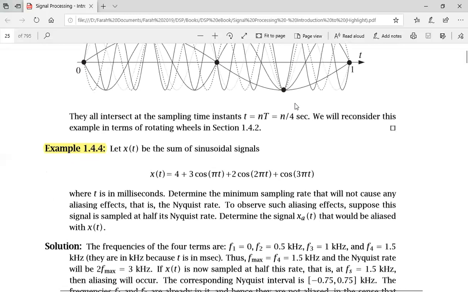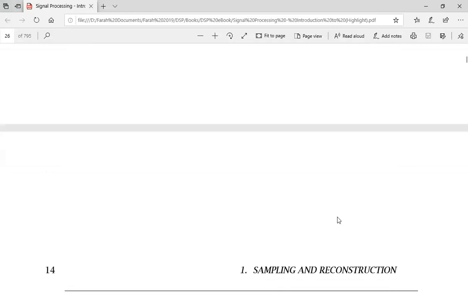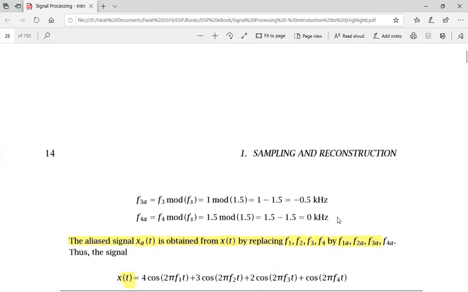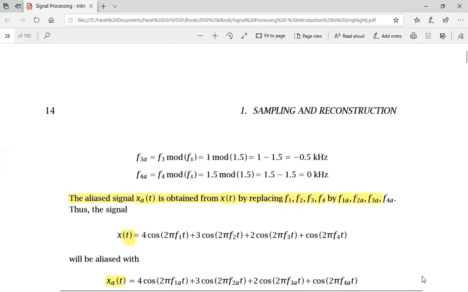F3 was 1 kilohertz, but its aliased component would be minus 0.5 kilohertz. And F4 was originally 1.5 kilohertz, but it has now changed into 0 kilohertz. It means your F1, F2, and F3 would define your original signal x(t).